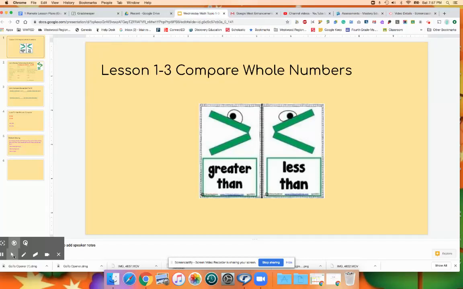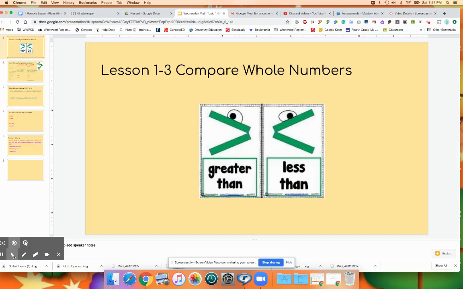Today we're going to do lesson 1-3, compare whole numbers. This is where we get out our friends, the alligators, greater than and less than. Remember, if you're thinking about it as an alligator, it's always eating the larger number. So we're going to use what we've learned about place value to help us compare numbers. And remember, numbers can also be equal to one another.